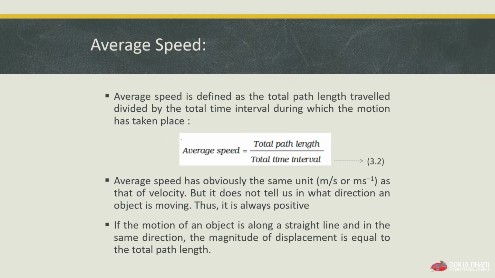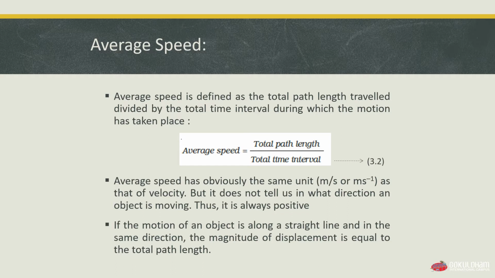Average velocity as defined involves only displacement of the object. We have seen earlier that the magnitude of displacement may be different from actual path length, meaning that the displacement value and actual path length value cannot be the same, they may be different. And to describe the rate of motion over the actual path, we introduce another quantity which is called average speed.